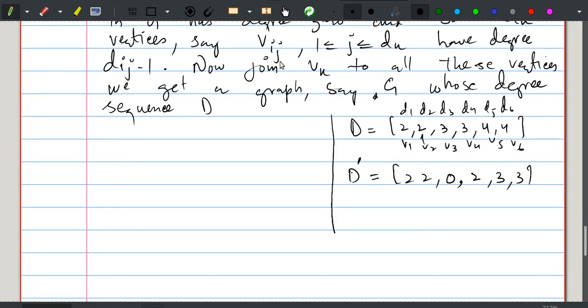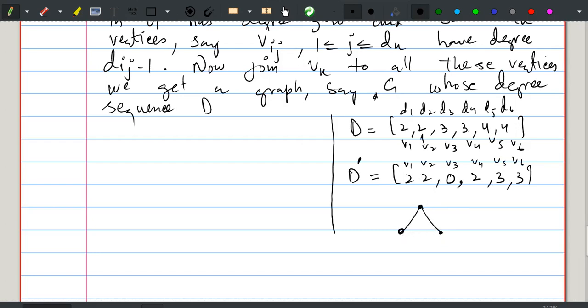So in this part we assume that the residual sequence is graphable, and we proved that this sequence D is also graphable. So this is obviously graphable because for this sequence we have this graph. This is the degree of V1, V2, V3, V4, V5 and V6.